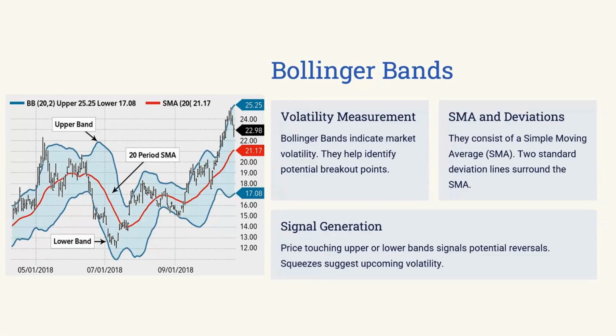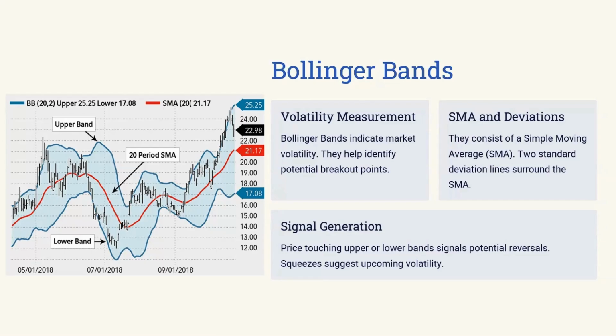And third, the Bollinger Bands provide signal generation. Price touching the upper or lower bands signals potential reversals. When the price consistently touches or moves outside the upper band, it suggests overbought conditions and potential for a pullback or reversal to the downside. Conversely, when the price touches or moves outside the lower band, it suggests oversold conditions and potential for a bounce or reversal to the upside. However, in a strong trend, price can walk the band for extended periods.